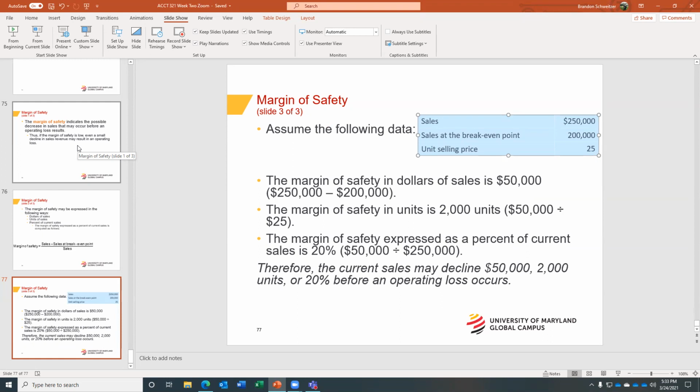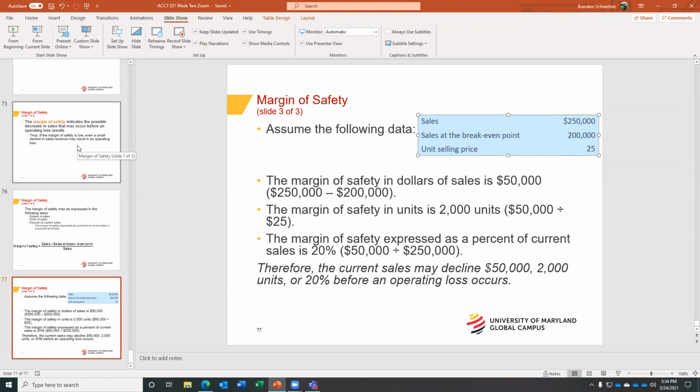So in sales dollars, it's 50,000. We take our sales minus our sales at break even point. That gives us our margin of safety in terms of dollars. In terms of units, we take our sales minus our sales dollars at the point of break even divided by our sales price. So 50,000 divided by 25 gives us 2,000 units I need to sell for the margin of safety.